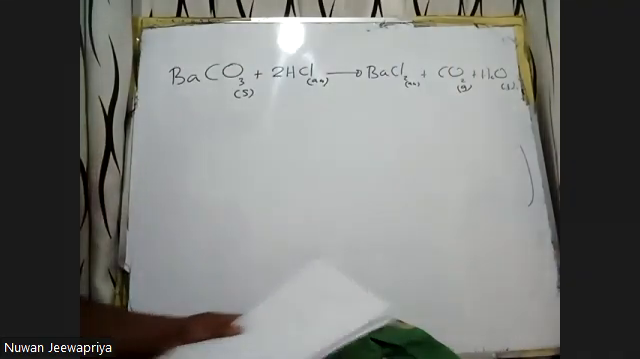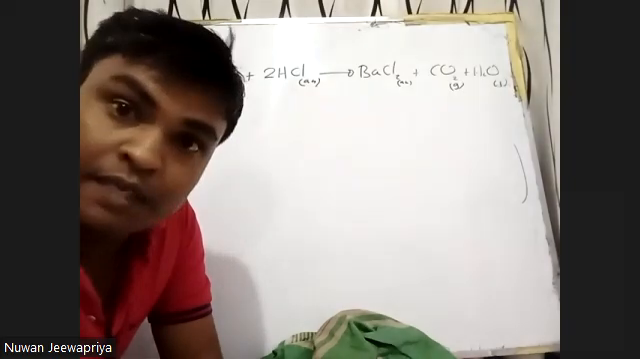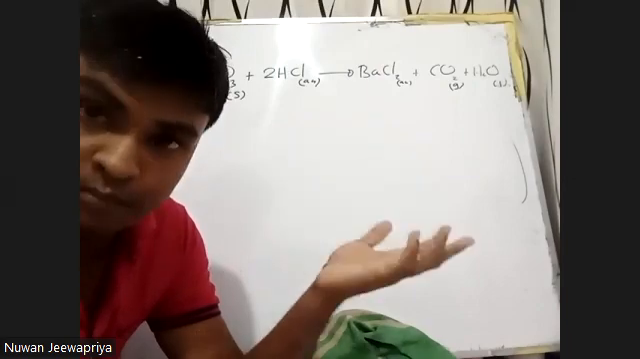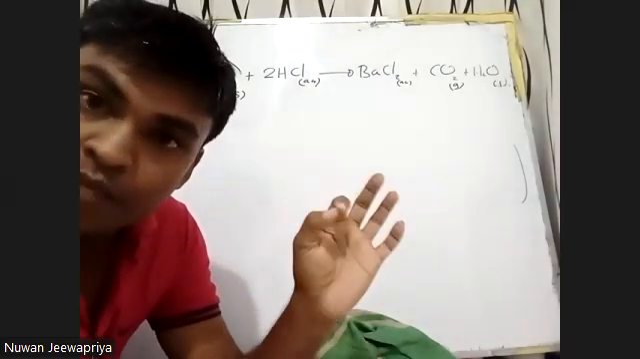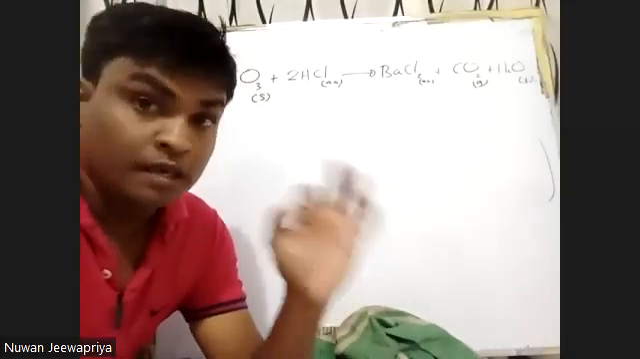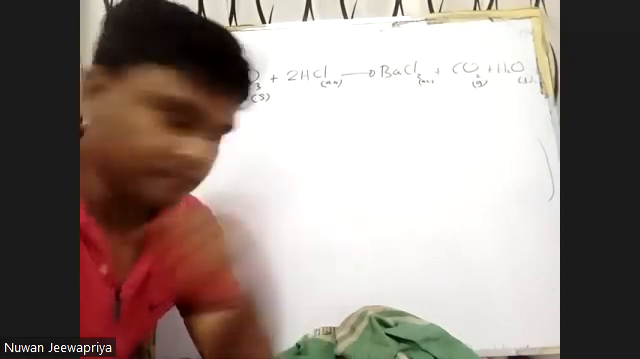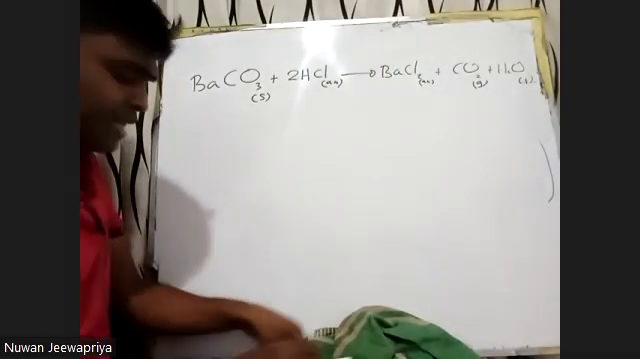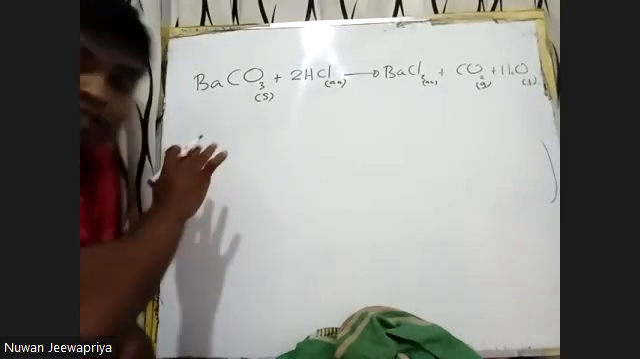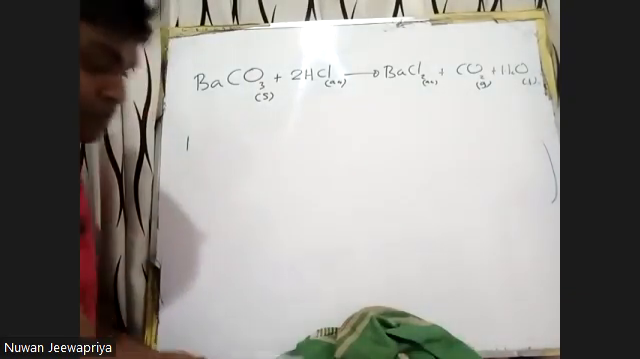State symbols are not required. Even though it says state symbols are not required, I have always advised you not to write the ionic equation without state symbols, because in the identification of what we call spectator ions, state symbols are very important. So I will do this example with the state symbols. Now, barium carbonate, BaCO3. I can't divide this because it is not dissolved.